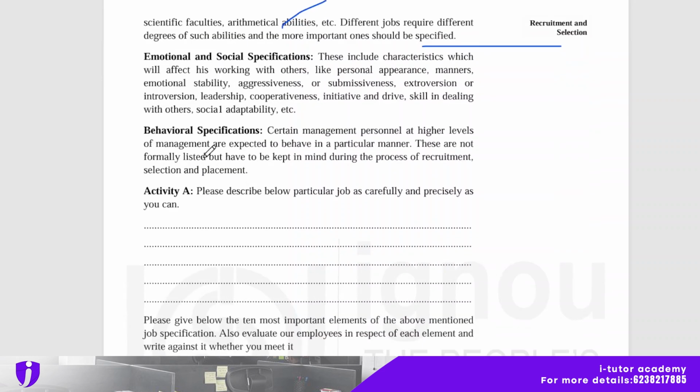Emotional and social specification. These include characteristics which will affect his working with others, like personal appearance, manners, emotional stability, aggressiveness or submissiveness, extroversion or introversion, leadership, cooperation, initiative and drive, skill in dealing with others, social responsibility, etc.